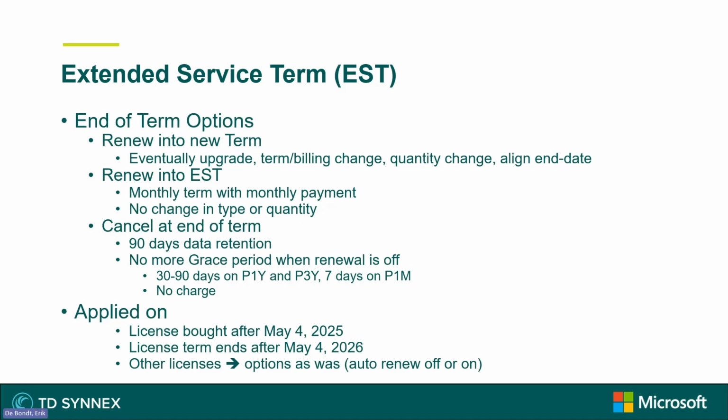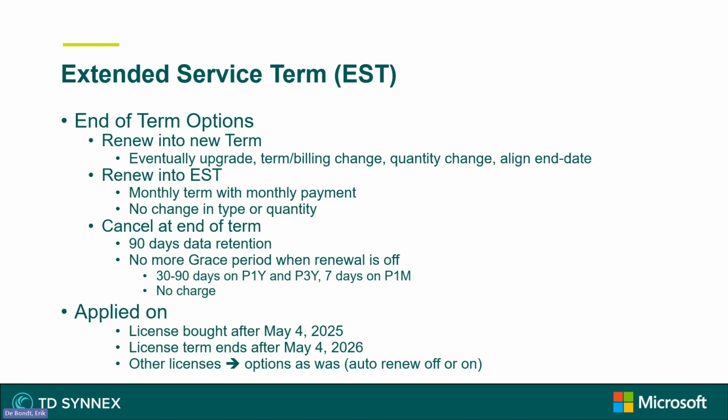So existing end of term options: you can renew into a new term, so simply upgrade it, change the term of the billing, quantity changes, align end dates and stuff like that. Into EST, monthly term with monthly payment, as said, but no change in type or quantity. So if you have like 50 licenses to expire and you want to go to EST, you first need to put them in EST, and then you can change the quantity afterwards. So you cannot say you do EST and go to 30, for instance. That would not be possible.